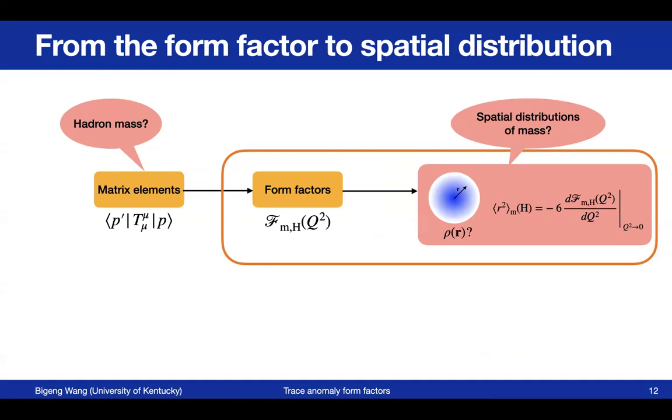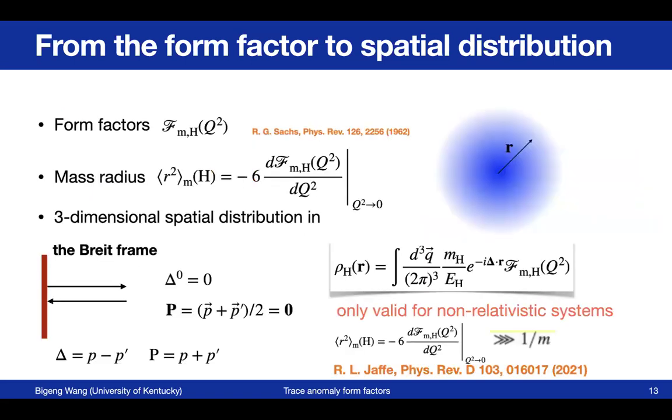And the other thing, after defining the form factors, we need to figure out the relationship between the form factor and the spatial distribution. We can follow something very similar to the electric form factor, where we define a mass radius from the derivative of this form factor. Correspondingly, we have a three-dimensional distribution, for example, in the Breit frame, and we simply perform a Fourier transform, for example here, for the nucleon.